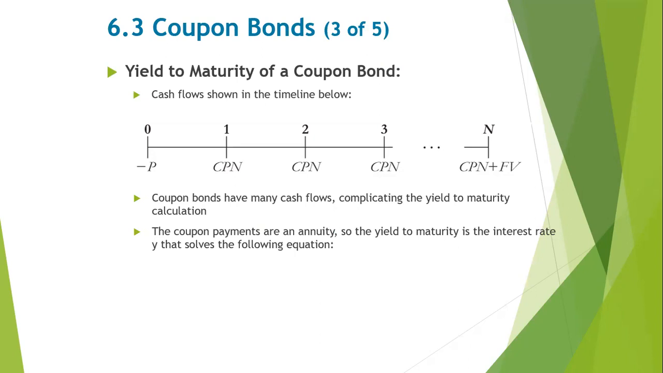While zero coupon bonds have only two cash flows, coupon bonds involve multiple cash flows, adding complexity to the yield to maturity computation. Here you see in the timeline, the coupon payments form an annuity, and the yield to maturity, denoted as Y, satisfies the equation on the next screen.